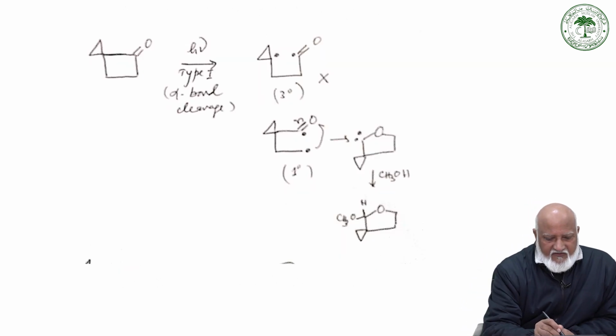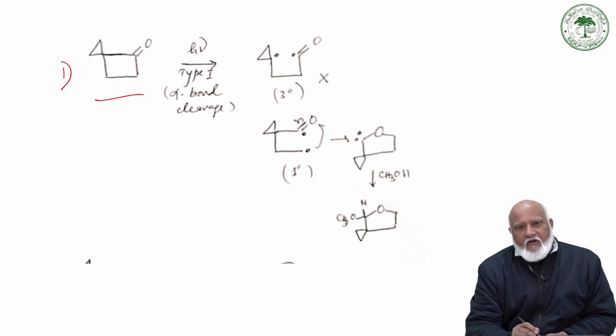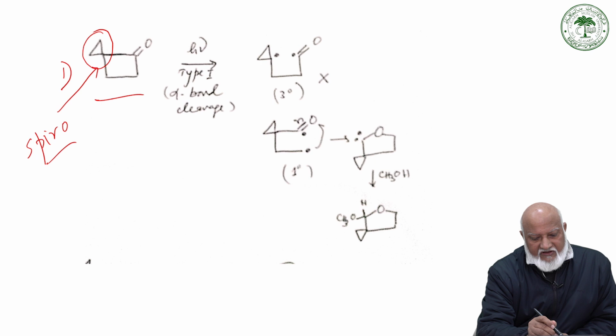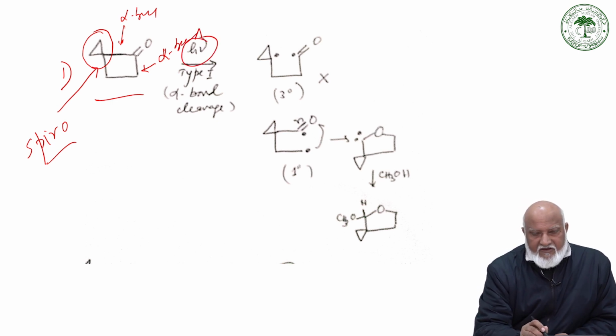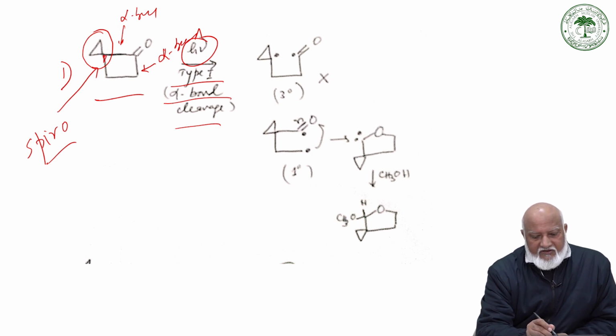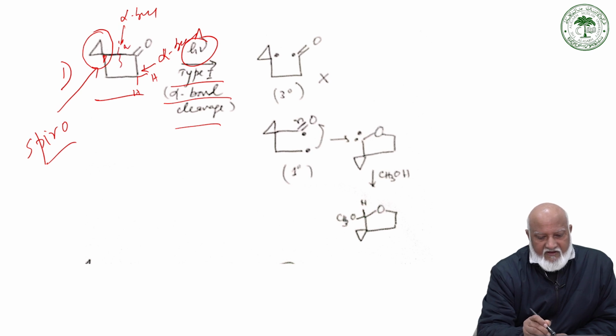So this is the first example. The cyclobutanone is substituted by a cyclopropyl group; this is a spiro type compound. Now this is an alpha bond, and this is also an alpha bond. We are going to look at the photo reaction of a cycloalkanone. We know that it will undergo type 1 reaction. Type 1 is alpha bond cleavage, and since one alpha carbon is substituted and the other is not, with two hydrogens here, it is going to be a preferential cleavage. Let us cleave this bond A, and say this is B.